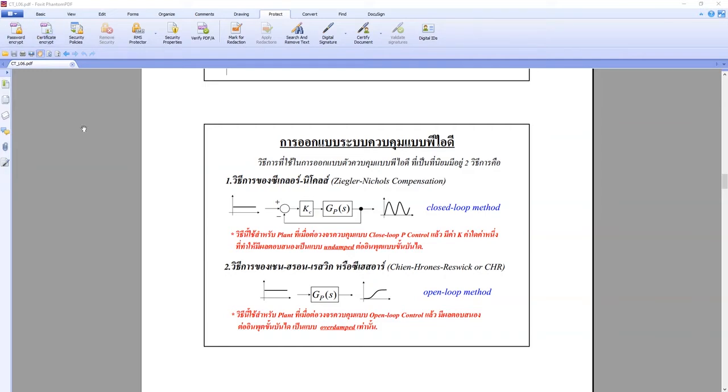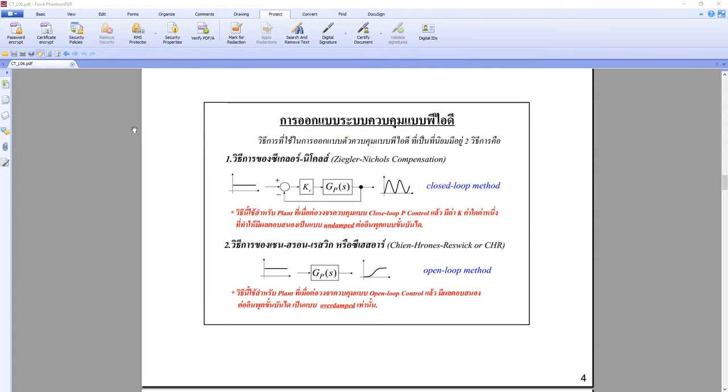Today we are going to talk about how many types we can tune PID control, and the reference is from an academic paper. Let's see what it has. Mainly, there are two methods, which are the sequential or closed loop method and the CHR or open loop method. Okay, let's see how these two types work.